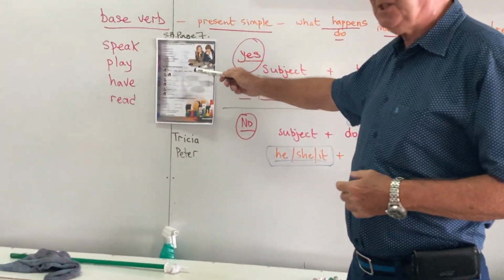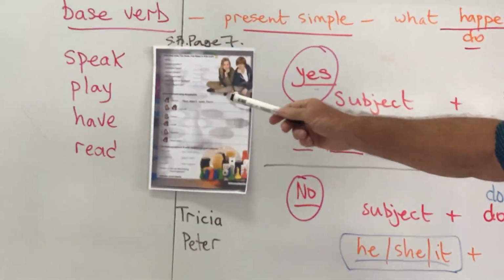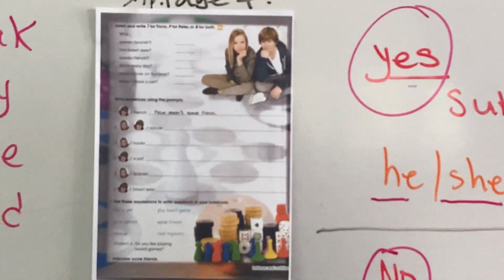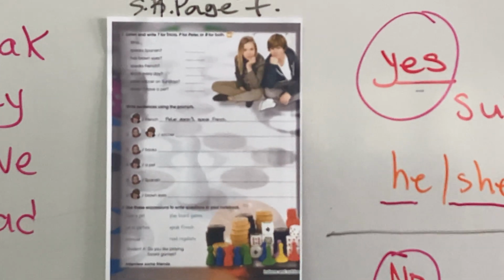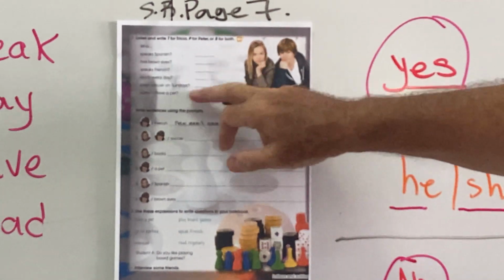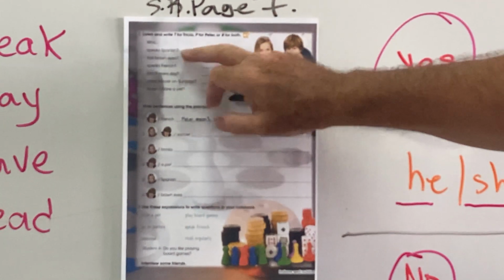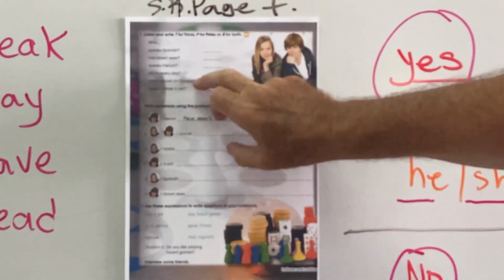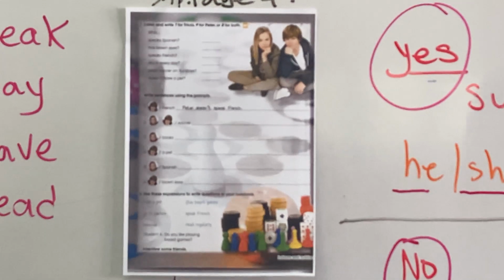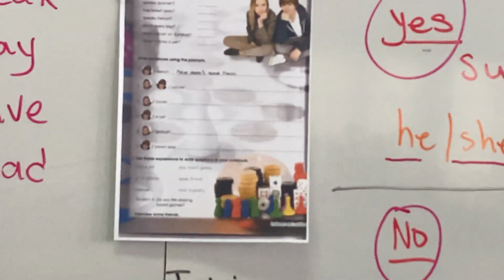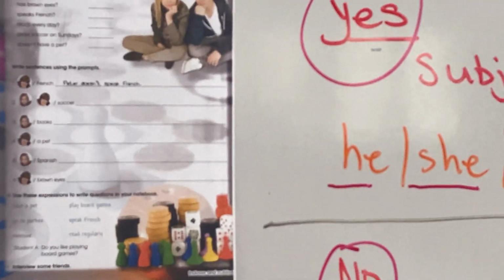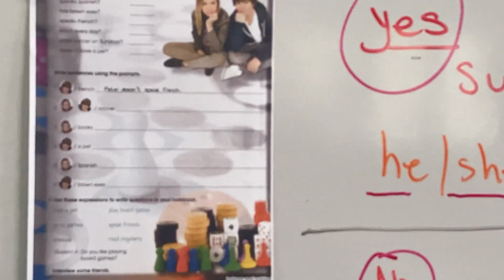We're going to look at page 7 in your student book. I'm going to play you the CD. We've got two students, Tricia, the girl, and Peter, the boy. And let's see which of these does all the things on the top of page 7. Okay, pause that. And I'll play this.